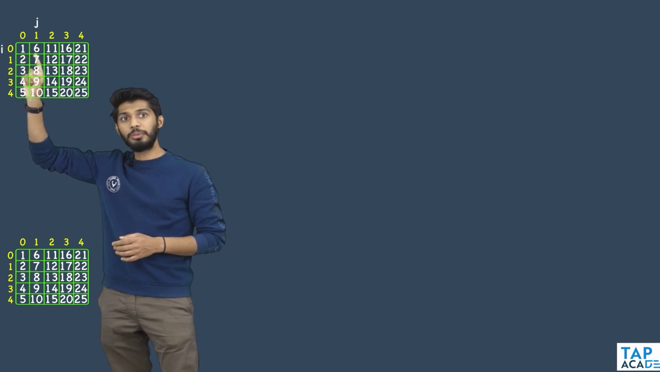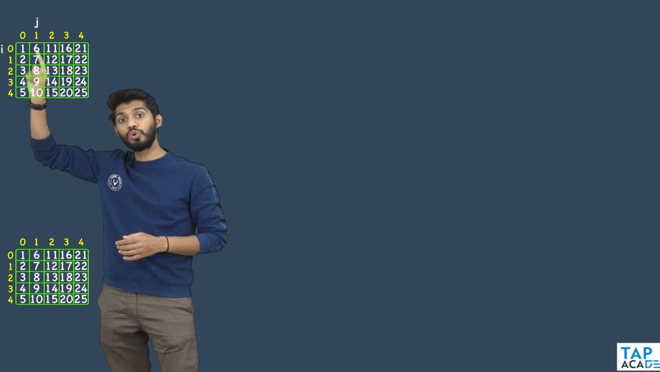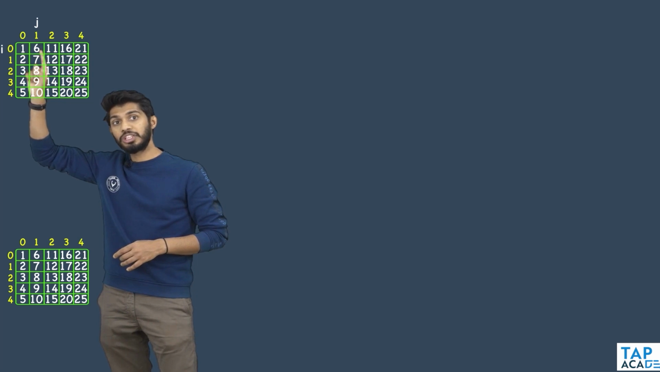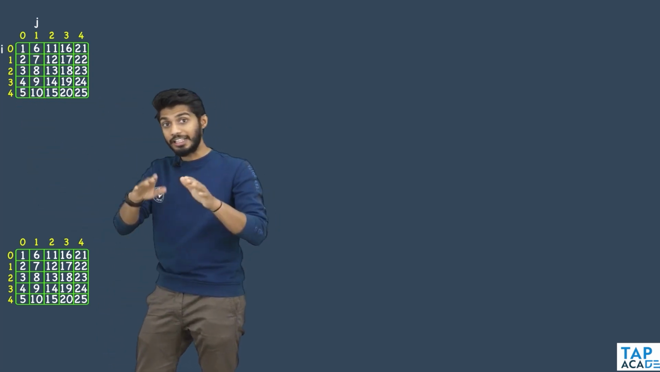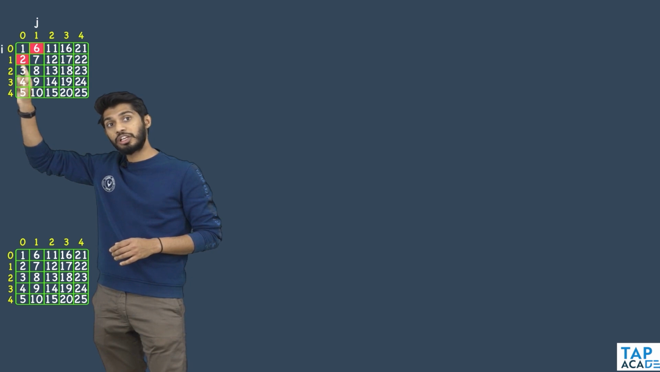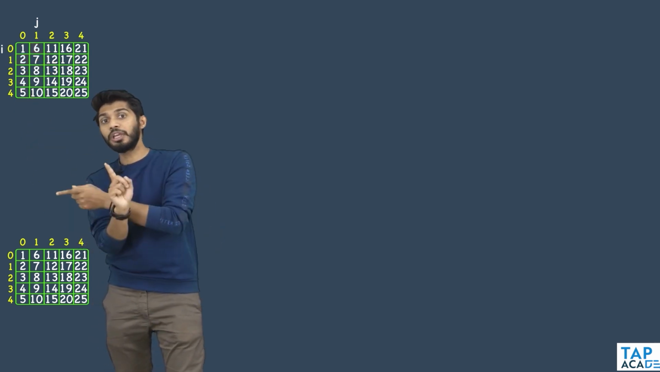Next, if I take the element 6, it is present in 0, 1. But in the result, what should be present there? That should be 2. But where should 6 be present? It should be present in 1, 0, and that's what we had seen in the previous video as well. At the same time, 6 goes to 1, 0, but whatever was there in 1, 0 comes to this place, that is 0, 1. So they are just swapping each other.